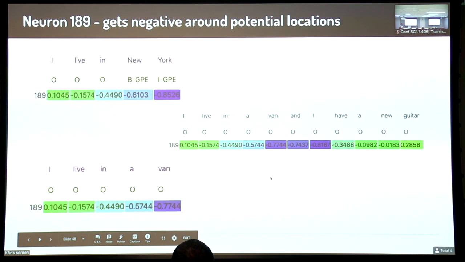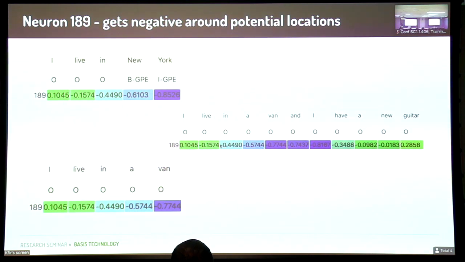Now check out this sentence, "I live in a van and I have a new guitar." Here you can see how this neuron is working. This neuron gets negative right here, it remains negative, and after about 5.5 time steps, it gets back to normal. So we need that information. We need to remember that for a few time steps until we decide to drop it.